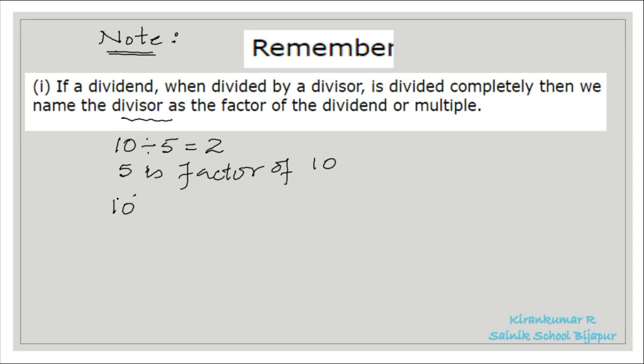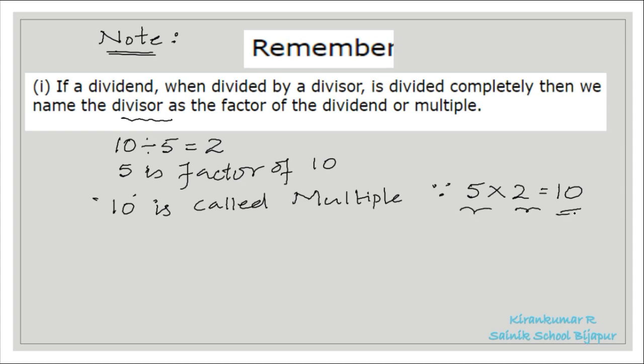Here 10 is called a multiple. The reason is when 5 is multiplied with 2, we get 10. It is a product of two different numbers. So 10 is called a multiple and 5 is called a factor of 10.